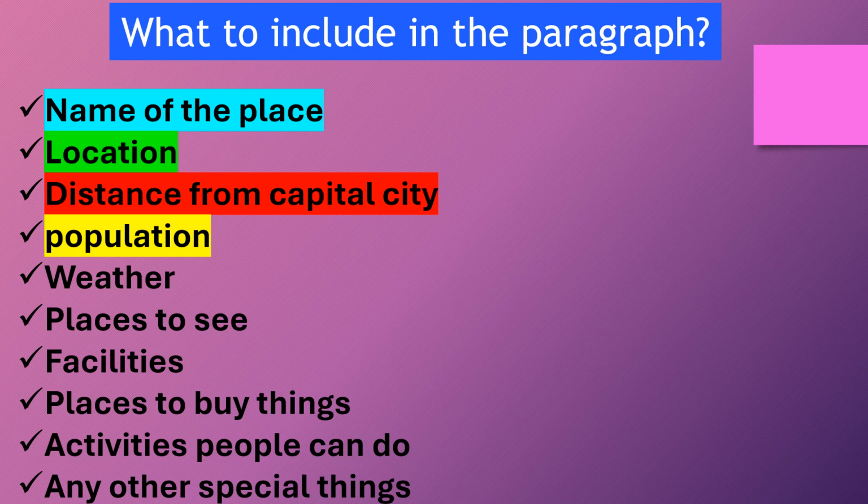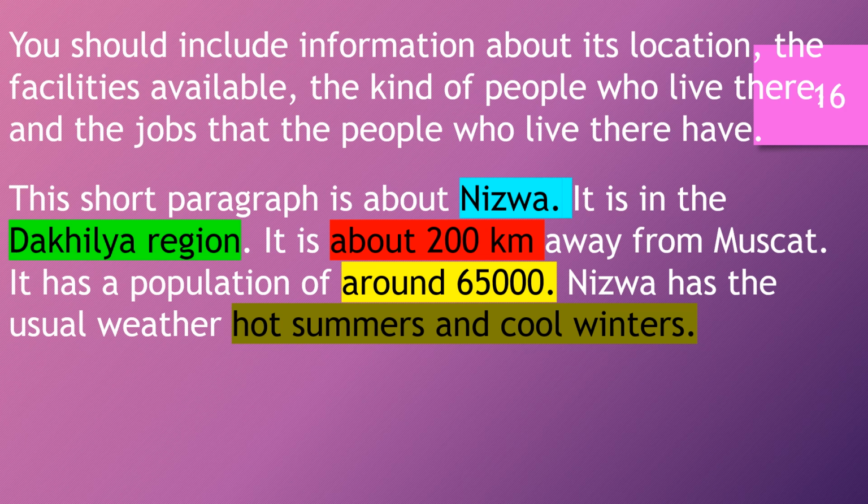Next is weather. After writing about the population, you write about the weather. Now, normally the weather in Nizwa is very hot in summers and a little cool in winters. You can also write simply like that: it is hot in summers and cool in winters. But that will make your sentence a simple one. So to add more information to it, you can write: Nizwa has the usual weather, hot summers and cool winters. Clear?